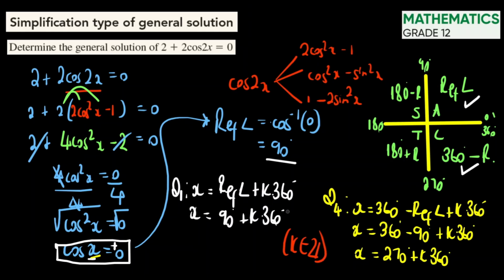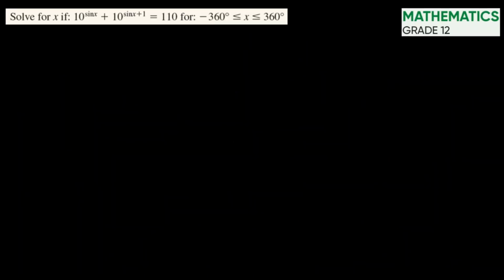And in that way, we would have gotten both our solutions, mentioned k, gotten our reference angle of 90 degrees, and then we would have answered our question. The interesting and tricky part is the solving and simplification before we get to our reference angle. So let's move on to the next type. We're still on the simplification, but it's a different question.